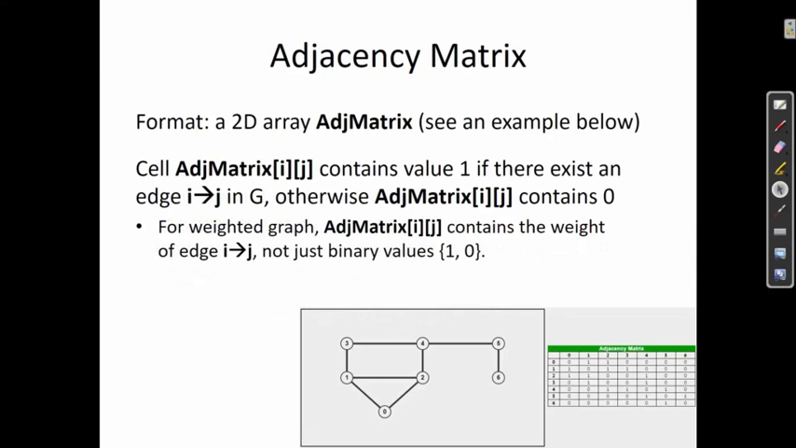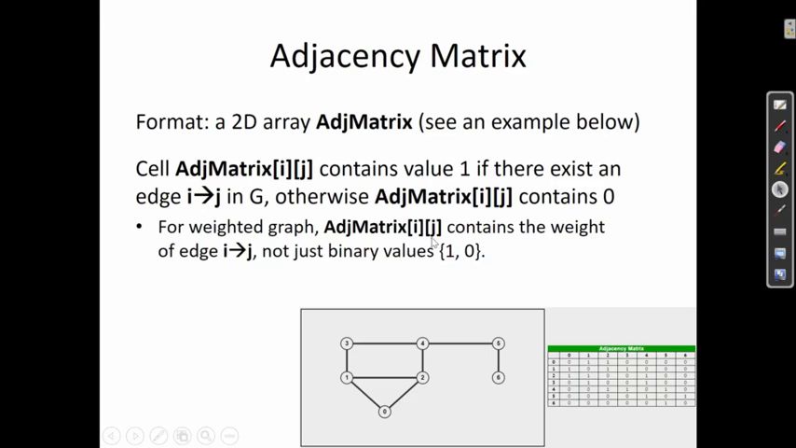First one, the adjacency matrix. The first way to store a graph is the adjacency matrix. It's very simple. It's just a 2D matrix of size V by V, where V is the number of vertices in your graph. Every cell ij will contain the value 1 if there exists an edge from i to j, otherwise it will contain 0. For weighted graphs, the cell ij will contain some weight instead of just binary 0 or 1.